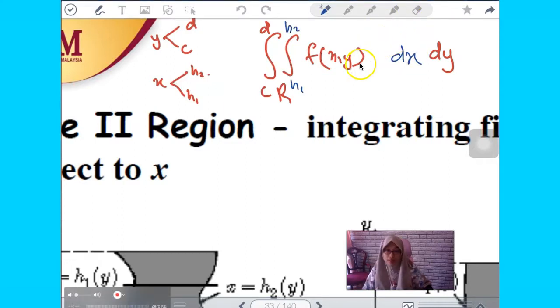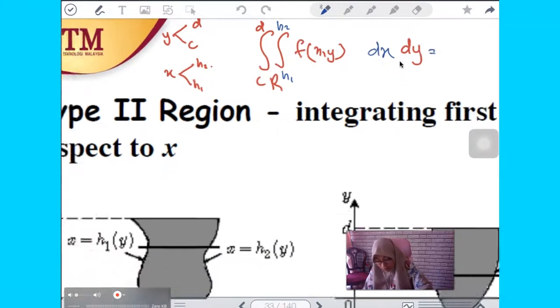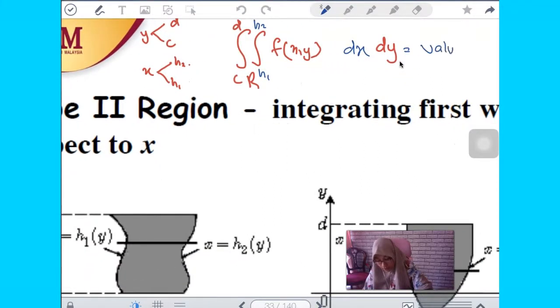It is not necessarily the case that both should be functions. For the inner integral, it doesn't matter if only one of them is a function or both are functions. But for the outer integral, you have to make sure that the limits are all constant. Why? Because we want to make sure that your final solution is a value, a number.